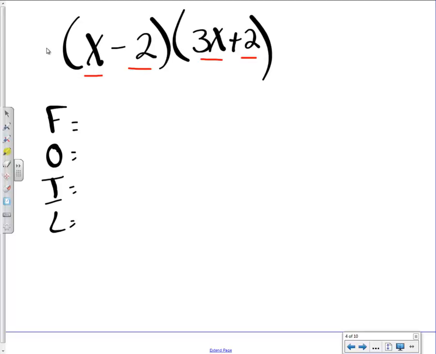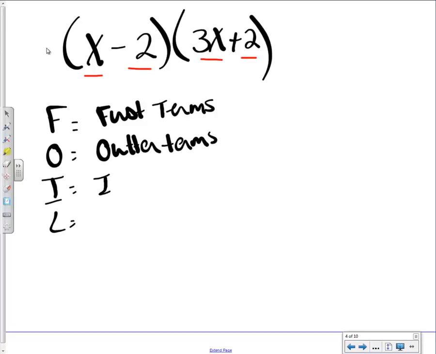I have to write it because I have to keep track of signs and numbers and variables, and if I don't write it out, I lose something, okay? But I am going to write out what they stand for. I don't always do that, and I don't need to do that for myself anymore, but I will do that for right now to start. So F refers to the first terms. O refers to the outer. I refers to the inner terms. And L refers to the last terms.